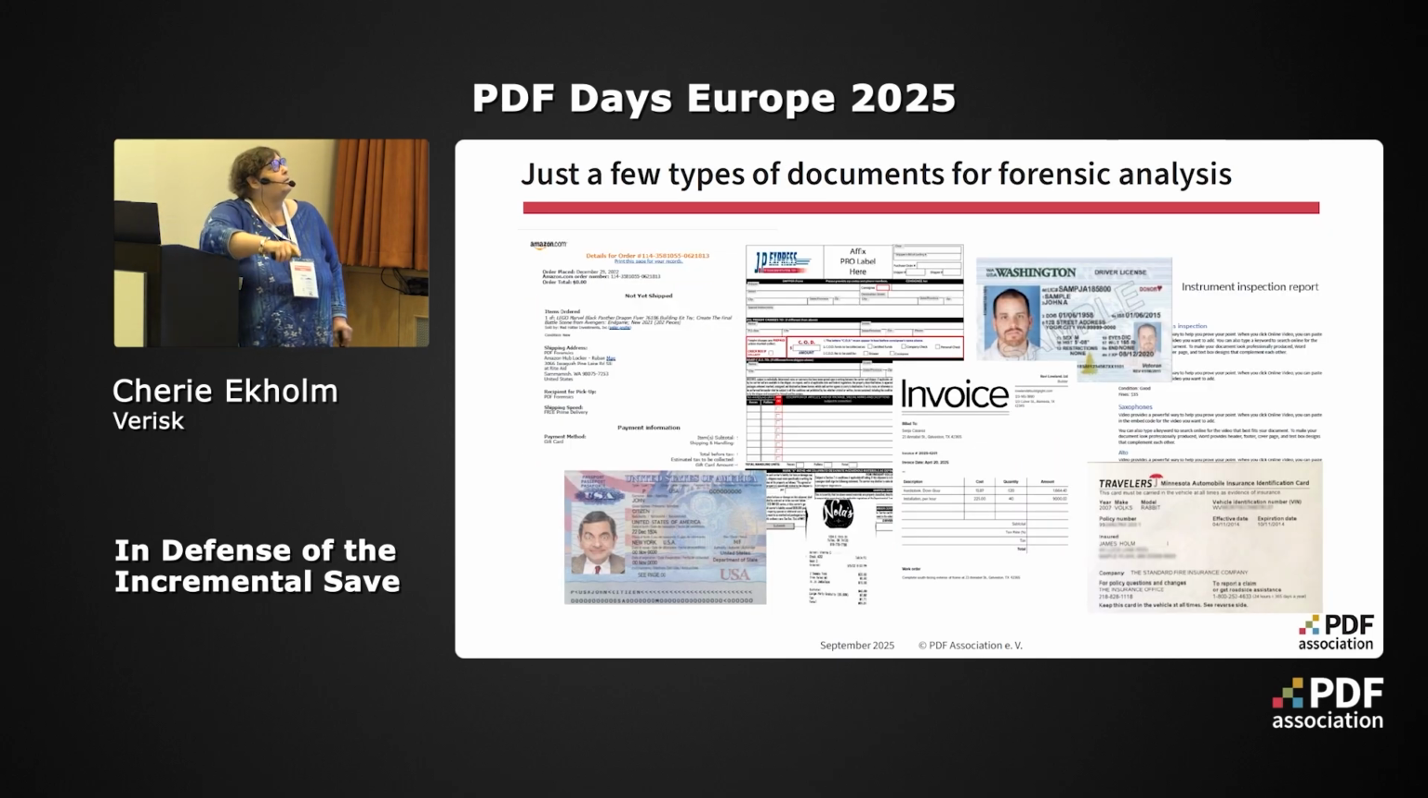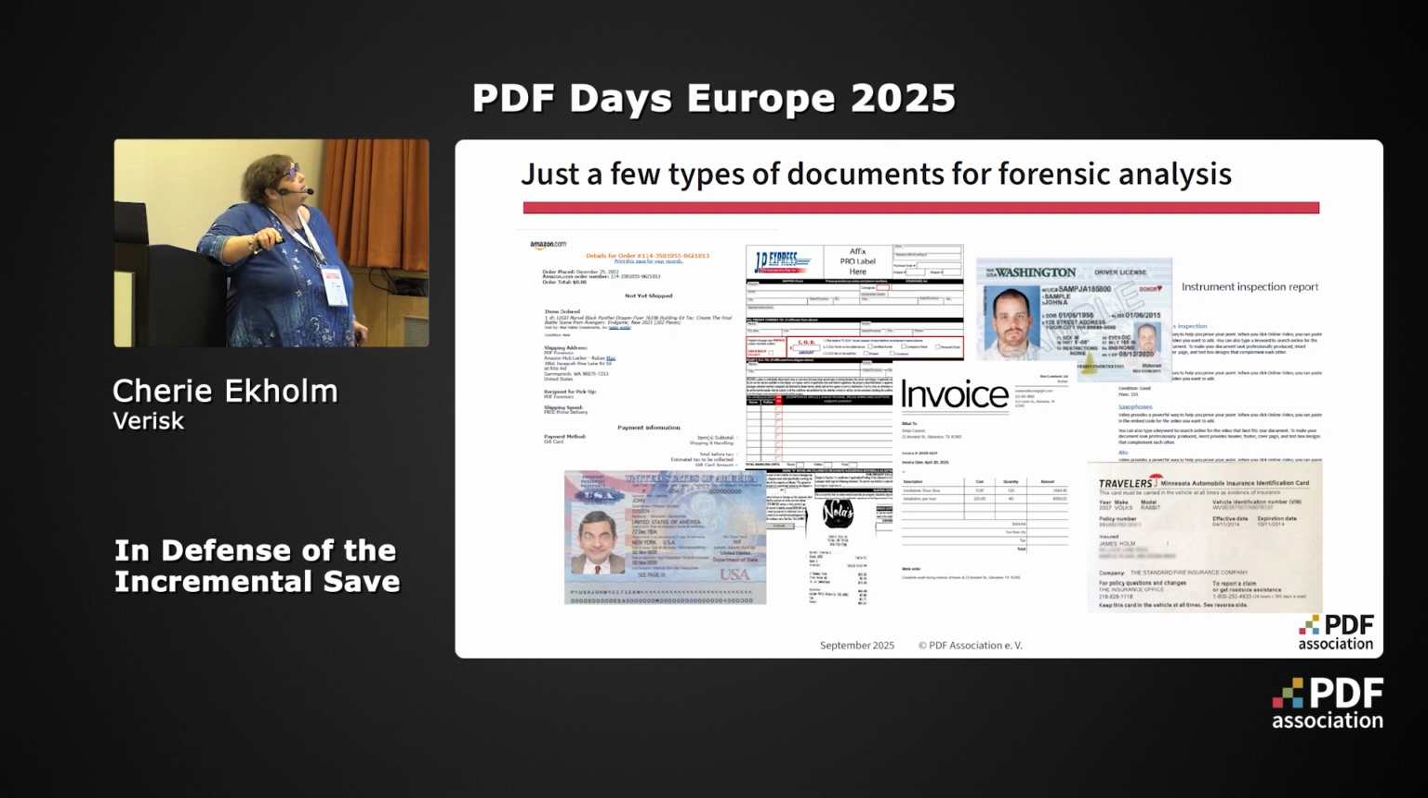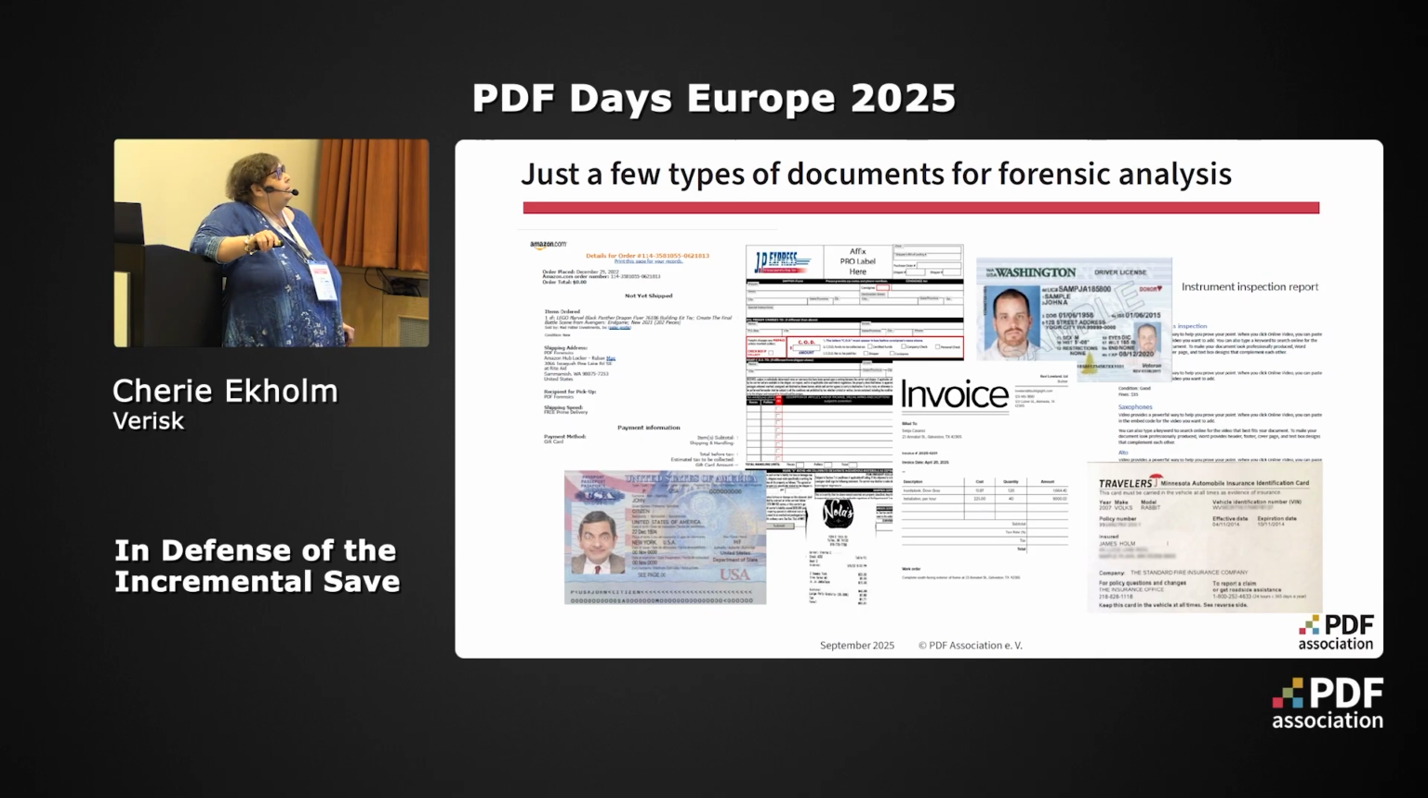So let's move on. These are some different types of files that you might see, that we might see. So this is a fake passport. There's an invoice from Amazon. This is a bill of lading, a Washington State driver's license, typical invoices. This is a fake report, and this is an insurance card from the US. And then we see things like your basic receipt from a restaurant as well.